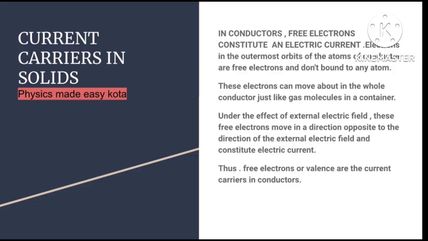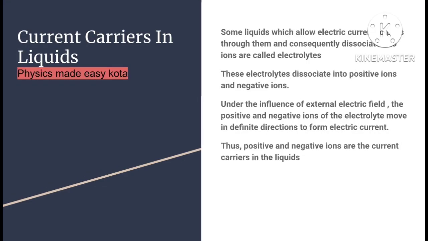But in the case of insulators, all the electrons are tightly bound to the nuclei of their parent atoms. Hence, they do not have any free electrons and there are no current carriers in a practical sense in an insulator. Now for the liquids.